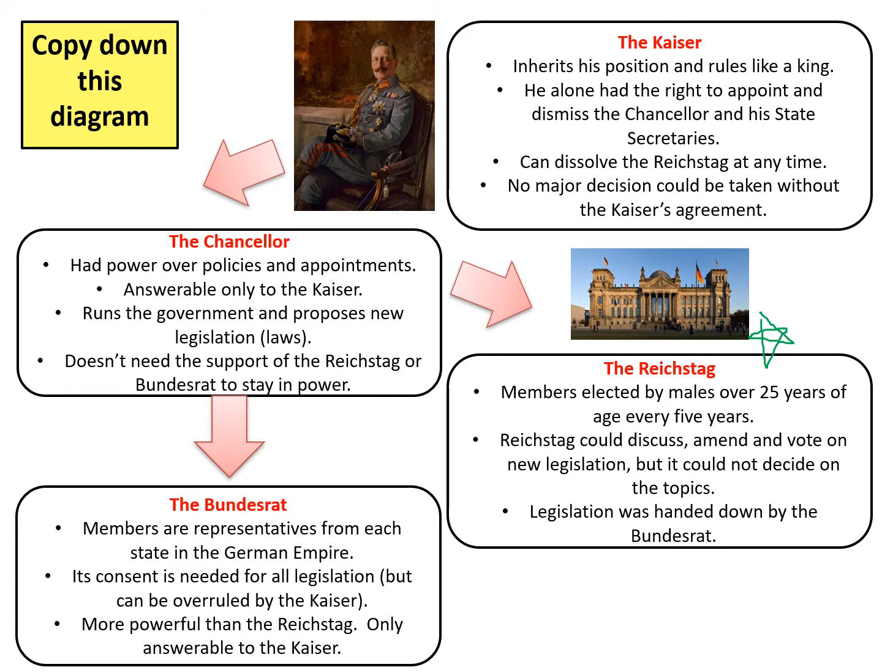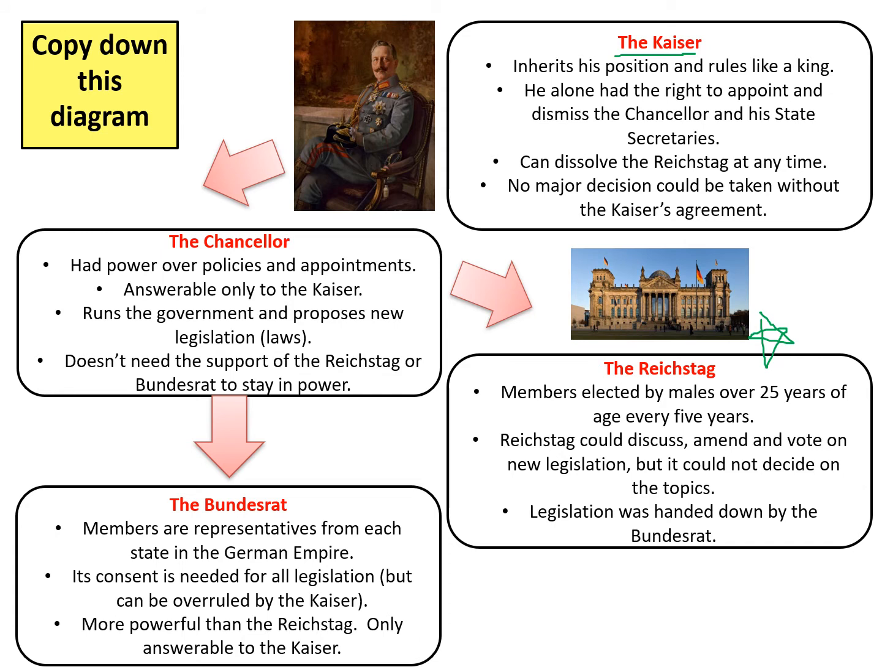At the top here, you can see we have got the Kaiser. Now, the Kaiser, as we've said before, just means the emperor. He inherits his position and he rules like a king. But it's not like our queen today, where she has very limited actual power. He was very, very powerful.